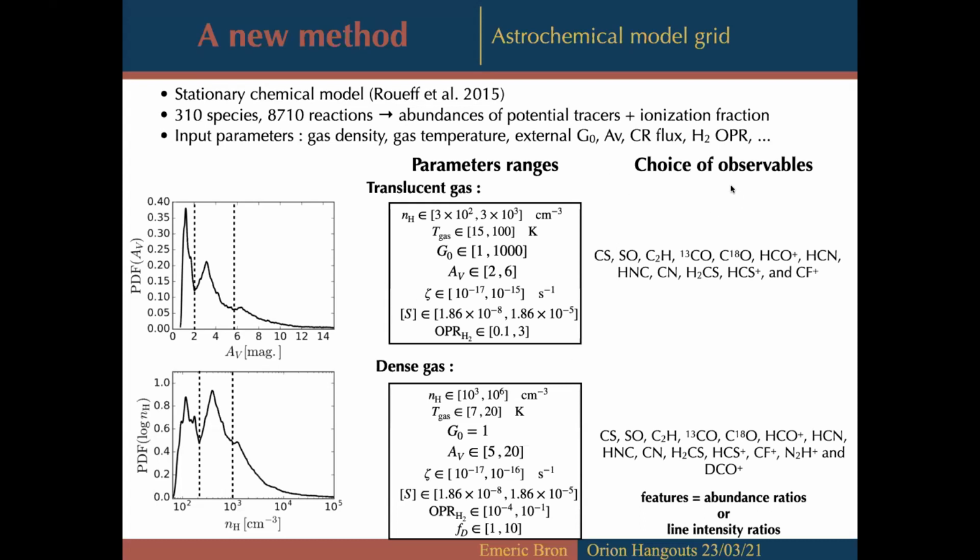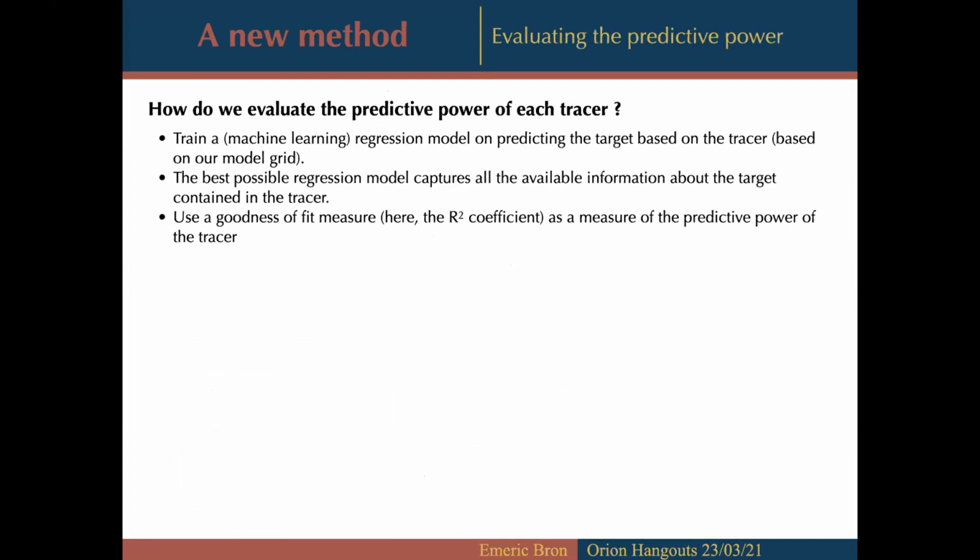And then we choose a list of potential observables. What we will consider here as observable will be only ratios, either abundance ratios or column density ratios, or line intensity ratios, where the line intensities have been computed with post-processing of those models with RADEX. And so we construct all the possible line ratios or column density ratios, and now we want to find which are the best tracers of the ionization fraction.